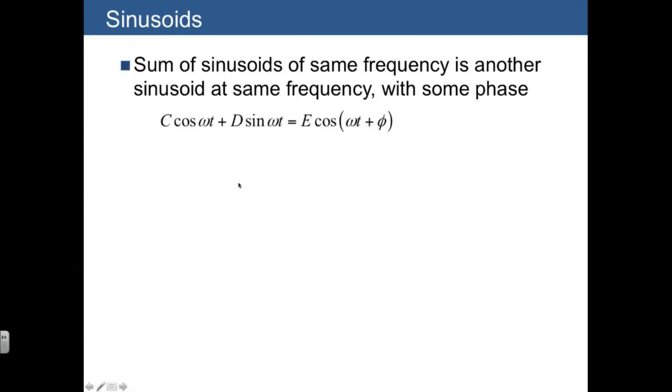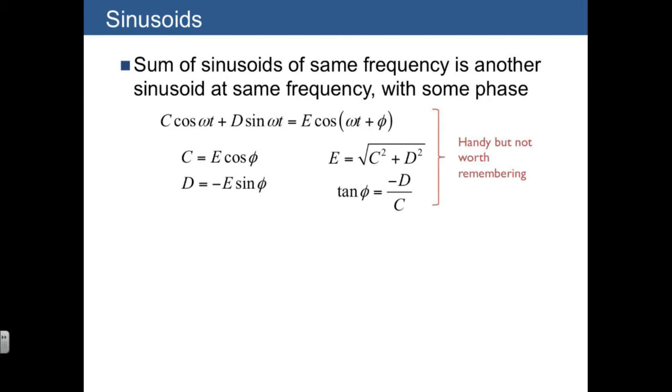Here's a sine and a cosine, which are two sinusoids that are 90 degrees apart. And yet their sum is just going to be another sinusoid at the same frequency with phase phi and amplitude E. E and phi we can find using various formulas. And here's just an example, if you need to find C and D from E and phi, or vice versa, you can use these formulas here. It's not terribly important to remember these formulas, but they're very helpful, and it's good to know where you can find them.